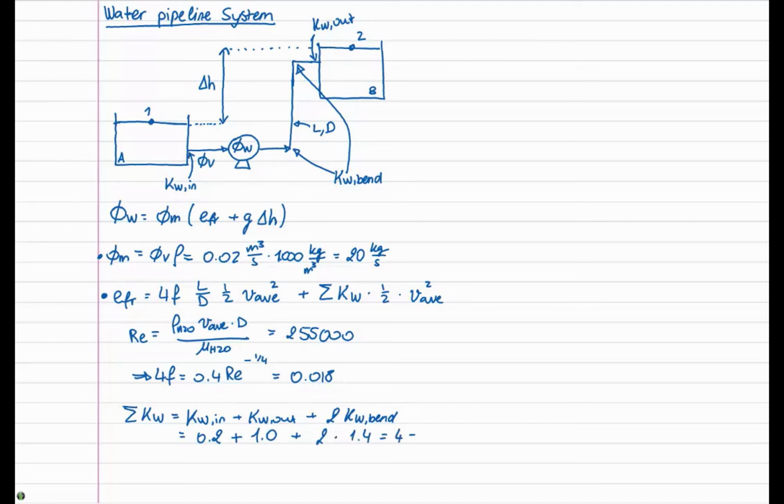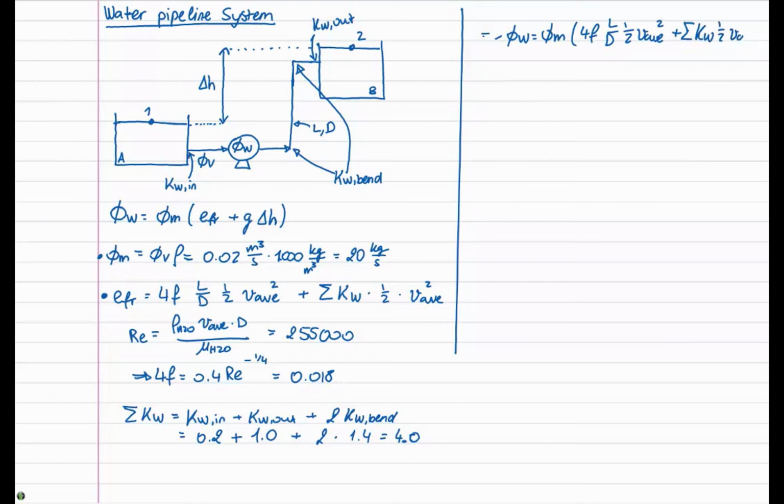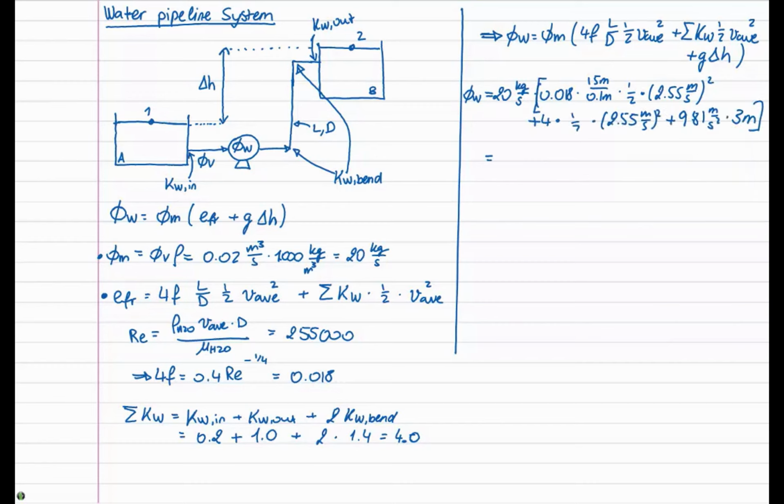The result is 4.0. So what we do now, we go back to the equation we found for the pump capacity and we fill in all the numbers that we just found, and we end up finding 1024.3 watts.